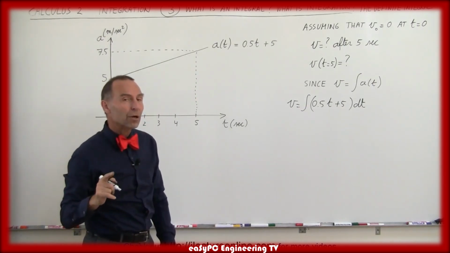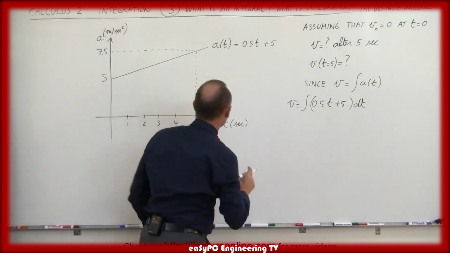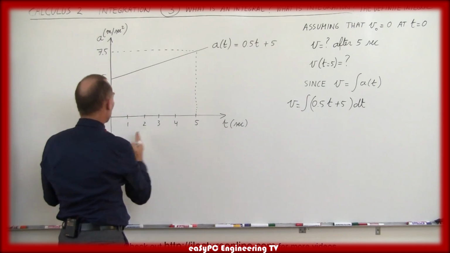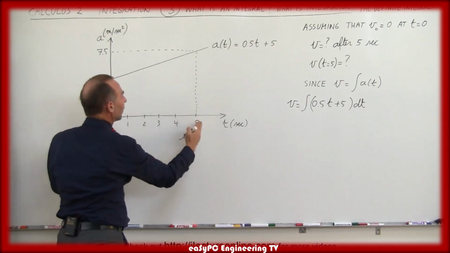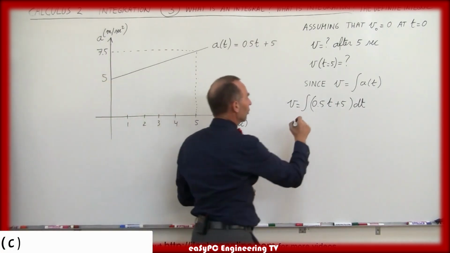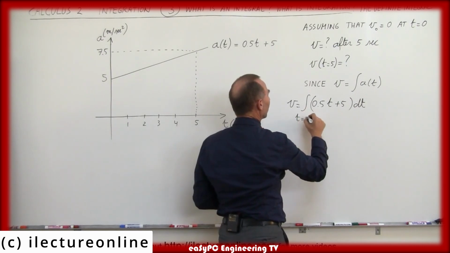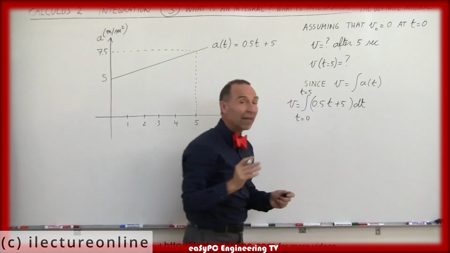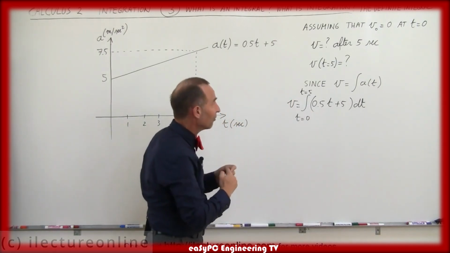Also, this is going to be what we call a definite integral because we're going to evaluate that integral from a starting point to a finishing point. We start at t equals 0, and then we end up at t is equal to 5. So the limits of our integration, we call them, is from t equals 0 to t equals 5. That's how we can evaluate the velocity after 5 seconds.